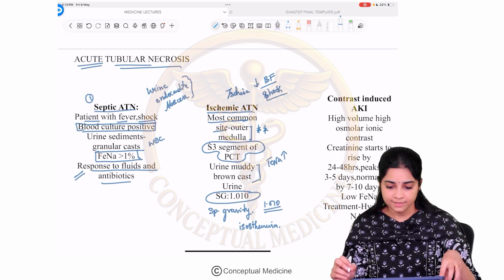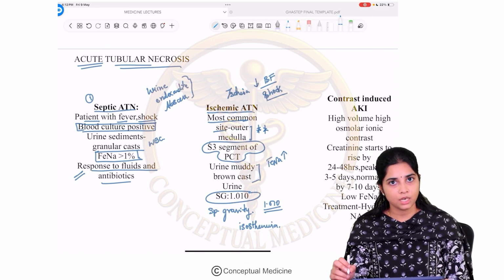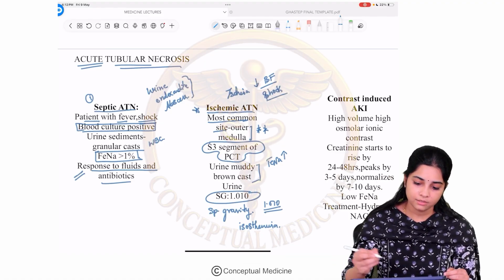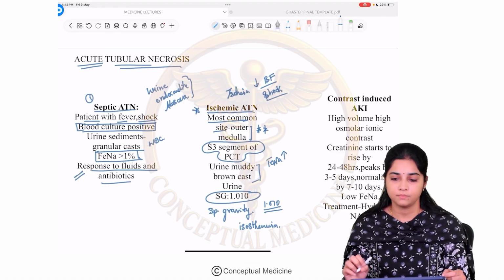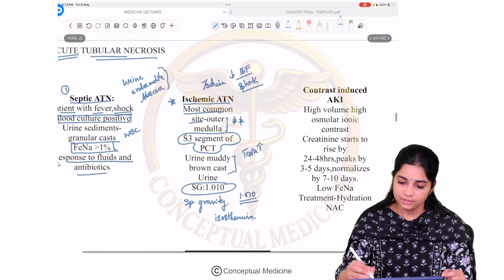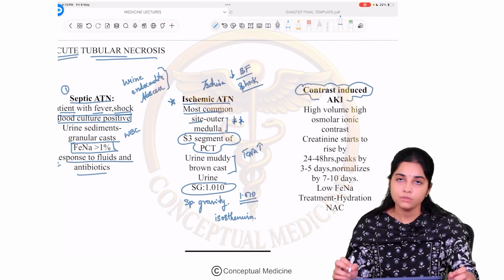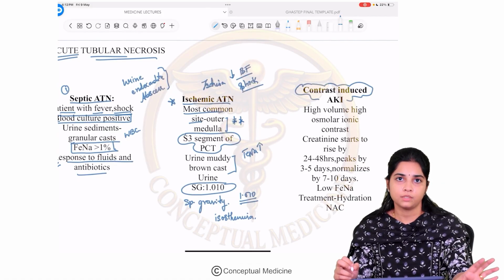So the presence of isostenuria and muddy brown casts, in the background of this kind of clinical scenario, you have to suspect ischemic ATN. Now, let us look at the next type, which is your contrast-induced AKI. So, what is this contrast-induced AKI?